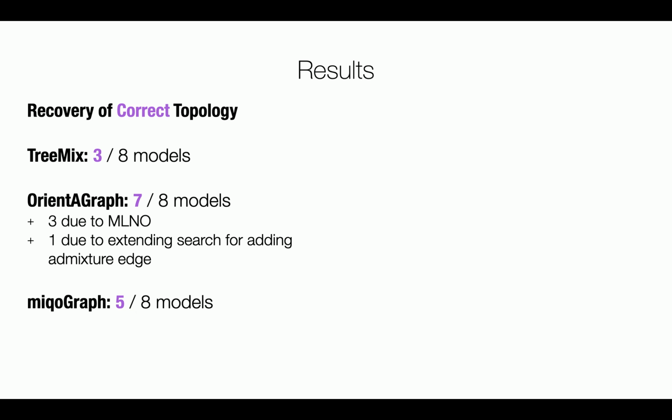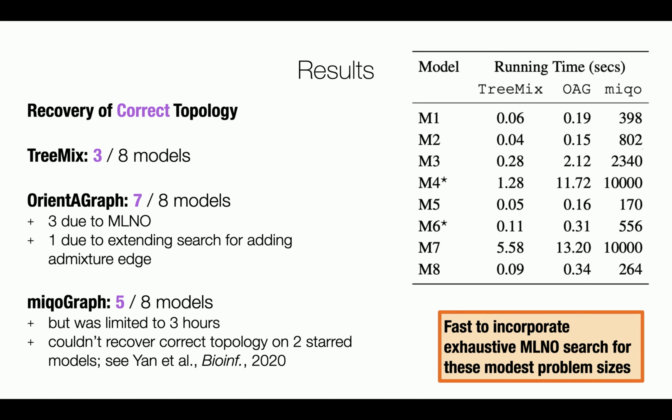We also evaluated a new method called MicroGraph, which is also based on F statistics, but it operates quite differently compared to TreeMix and OrientaGraph. It recovered the correct topology on 5 of the 8 models. However, we did limit the running time of MicroGraph to 3 hours. In contrast, TreeMix and OrientaGraph always completed in less than 30 seconds. And on these modest problem sizes, it was fast to incorporate in an exhaustive search for the maximum likelihood network orientation. It's also interesting to note that MicroGraph could not recover the correct topology for the 2 models that are starred because of the topological constraints that MicroGraph imposes.